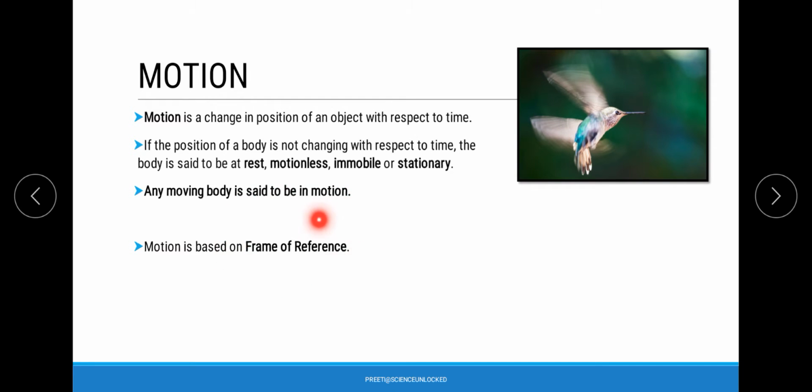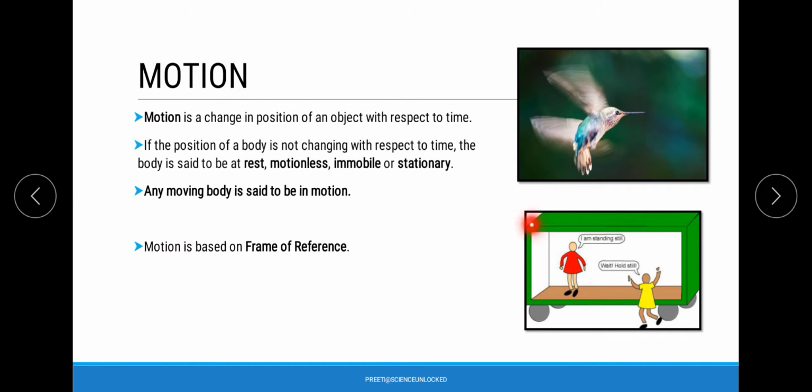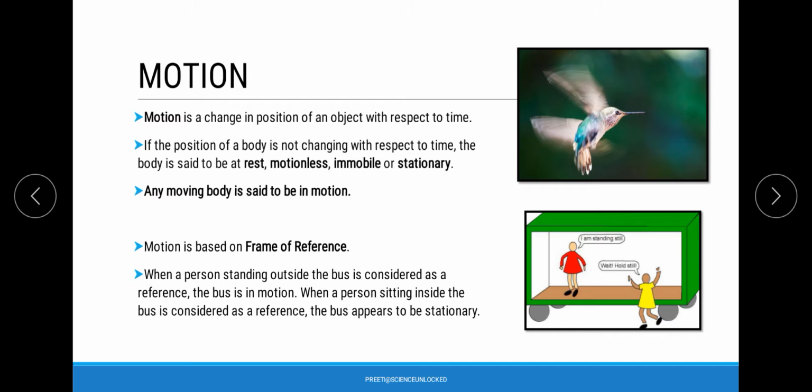Now, one thing which is very important with reference to motion is that it is most of the time based on the concept of frame of reference. What do we exactly mean by this phenomenon? If we observe this particular picture, we can say that the person in the red dress and the person in the yellow dress both have different frames of reference. That means their perception is different for the particular situation.